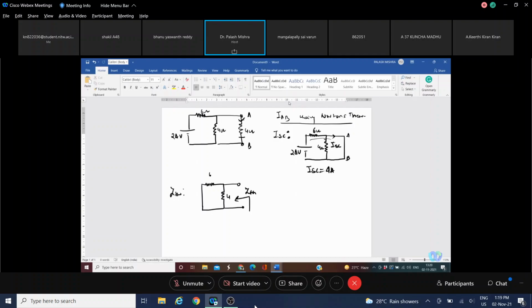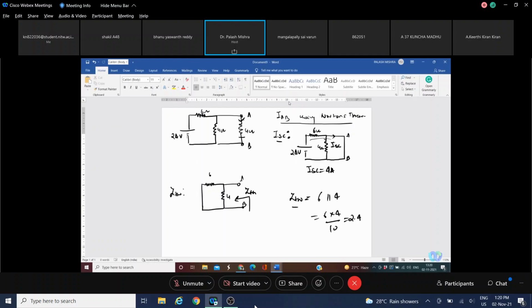So the theorem goes same. There is no change even if the inductor or the capacitor is there. So please tell me the value of ZTH as seen from this terminal A and B. 2.4. Okay. So that will be 6 in parallel with 4, which is 6 into 4 by 10, which is 2.4. Now your Norton short circuit current and your Thevenin's equivalent resistance is ready.